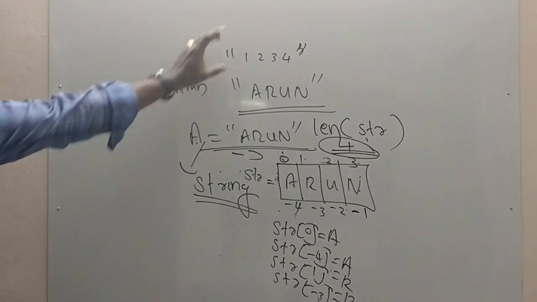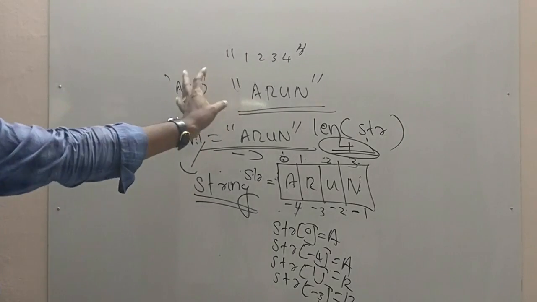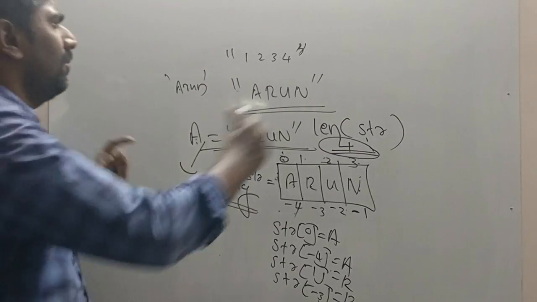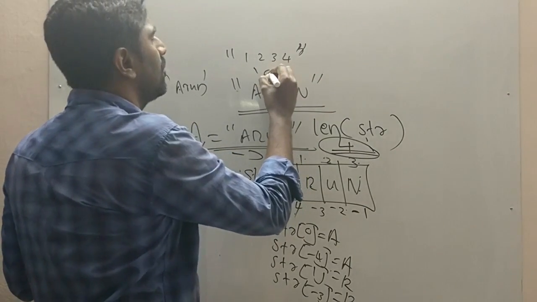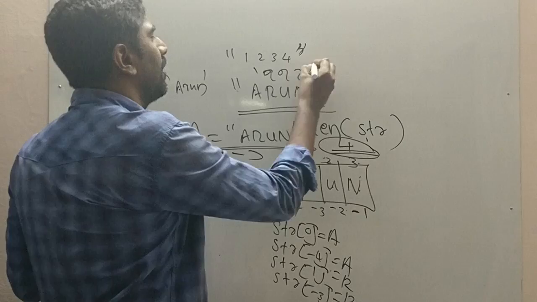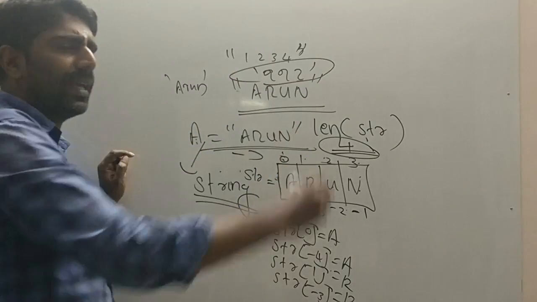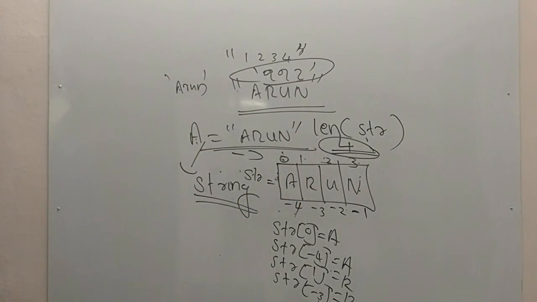String examples are 1, 2, 3, 4. Then Arun. Then another example. Okay, all these are in single quotes. Question mark, question mark, question mark. Okay, this is also a string. All these are examples of string data types.